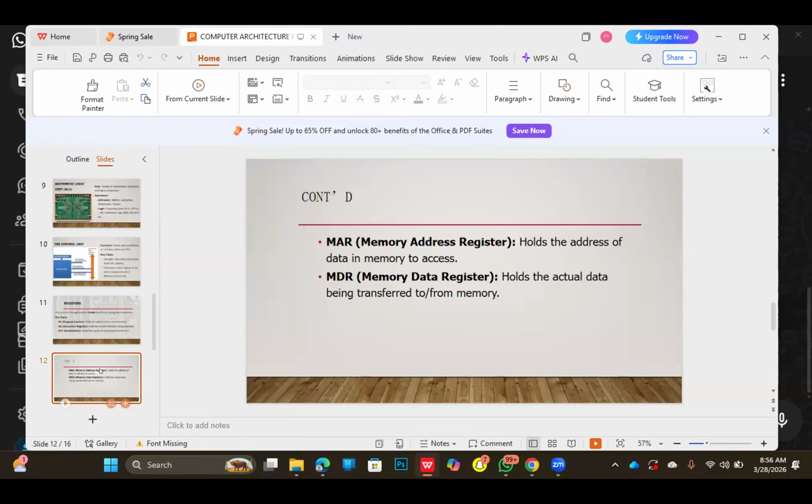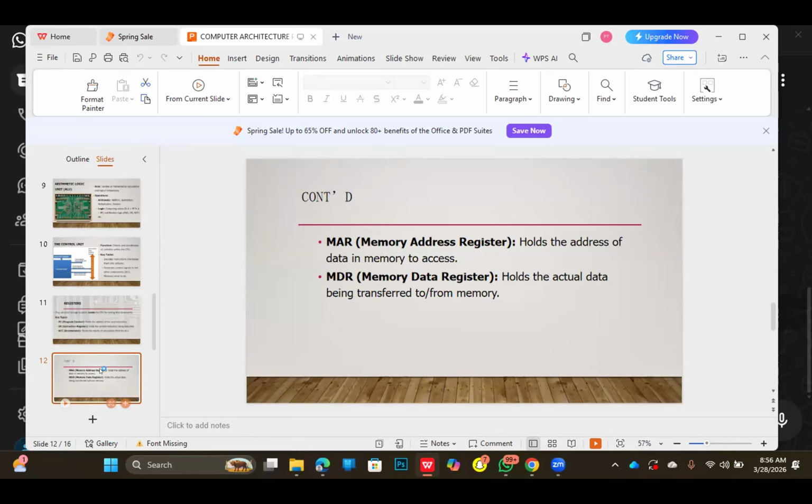Okay, so let's continue. We have the memory address register and the memory data register. The memory address register holds the address of the data in memory to access, and the memory data register holds the actual data being transferred to or from the memory.